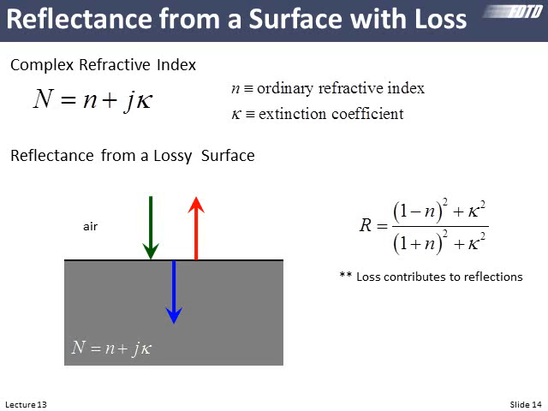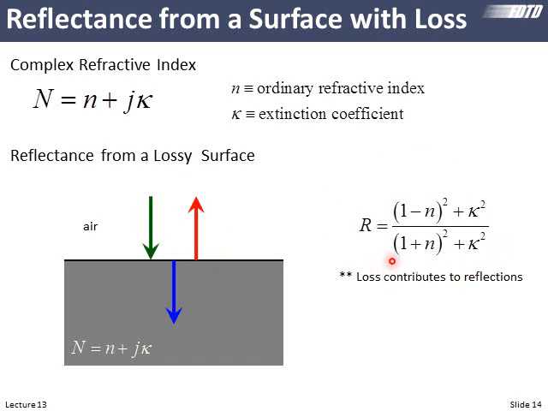Now let's think about reflectance from a surface that has loss. So if we have loss, our complex refractive index is the ordinary refractive index plus this kappa parameter called the extinction coefficient. And if we looked at reflectance from this, so that's how much power, the fraction of power that gets reflected from going from air into this slab, here's our equation.